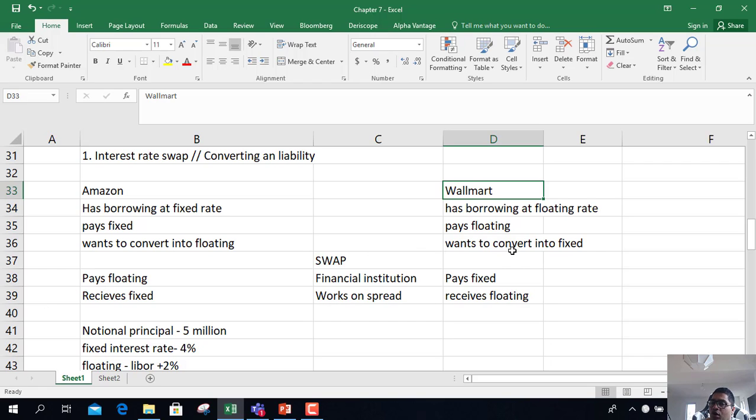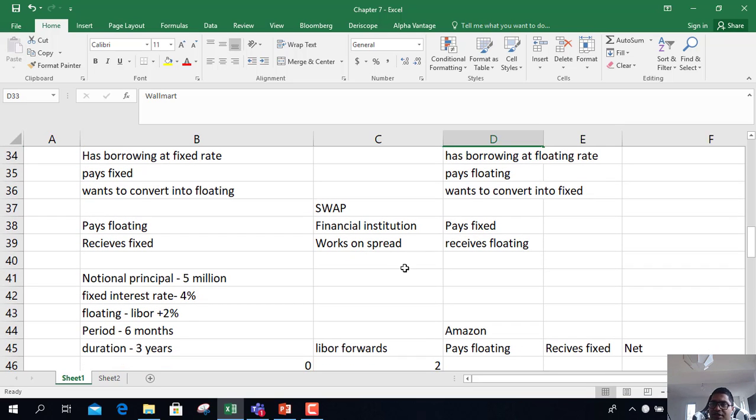Same way, Walmart will pay fixed into the swap and receive a floating rate. So whatever it receives from the swap, it will pay that on the borrowing. So effectively it is nullifying that obligation. So Amazon is converting its liability from a fixed rate liability to a floating rate one. Walmart is converting its liability from a floating rate one to a fixed rate one.